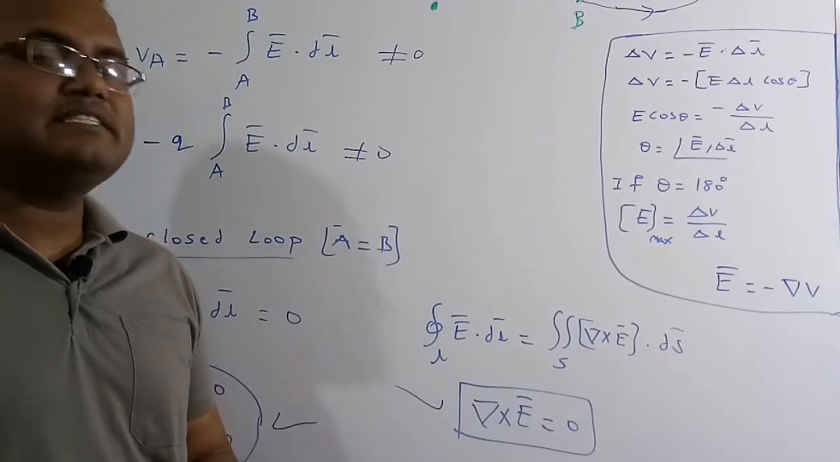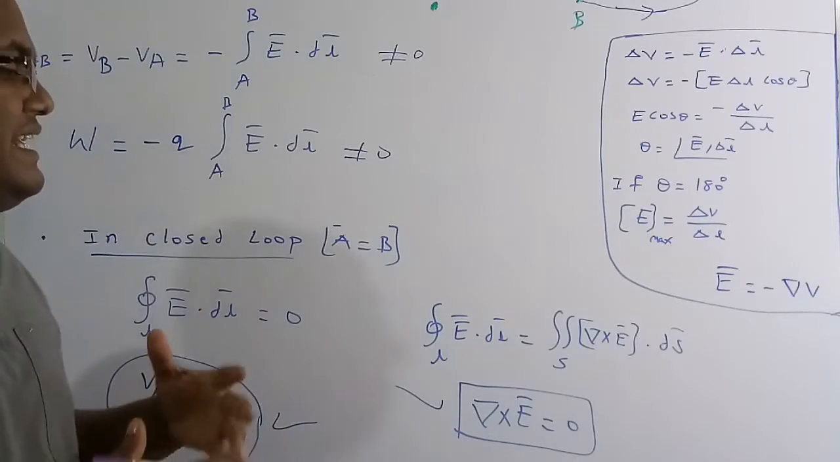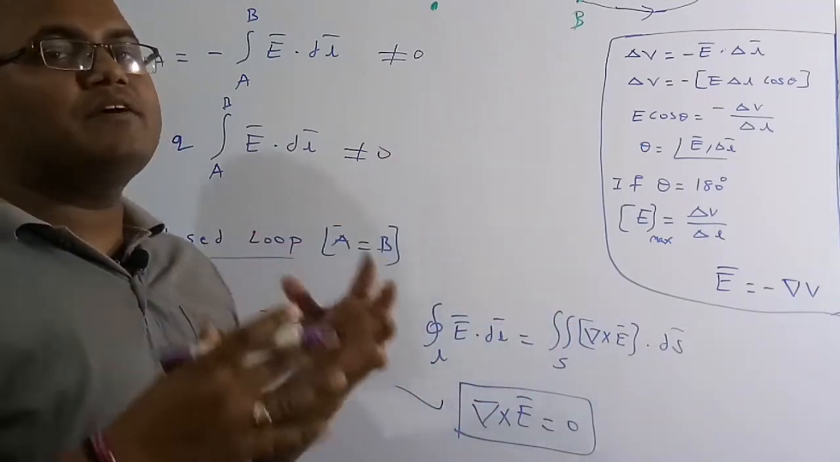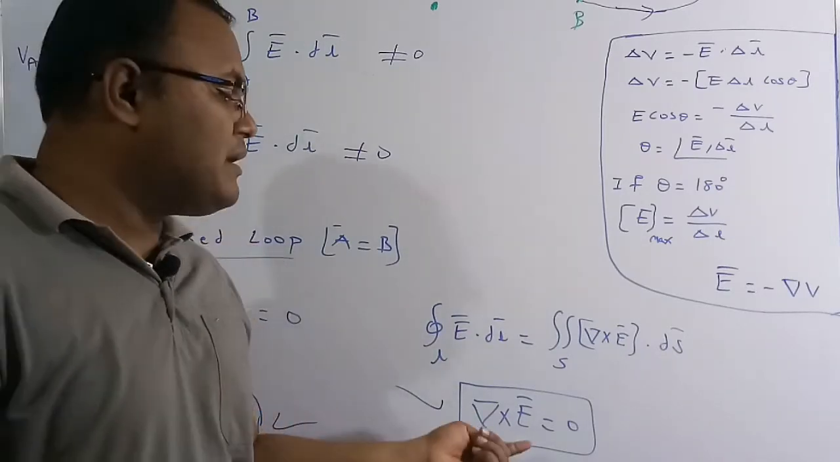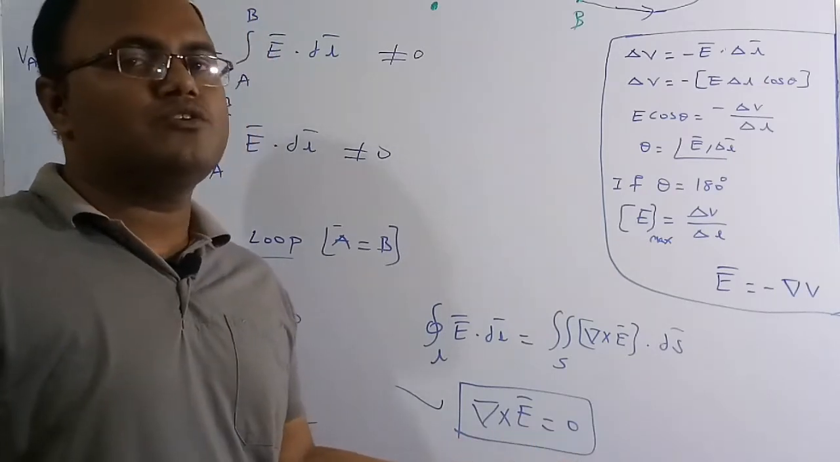There is nothing curling in the electric field. The electric field is purely diverging; it is not going to have any curl mechanism, or we can say E bar is an irrotational field. So we can say the curl of the electric field is equal to 0.